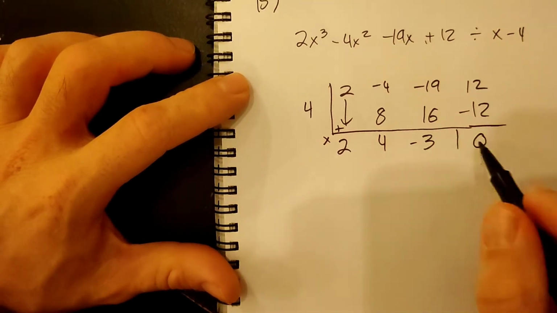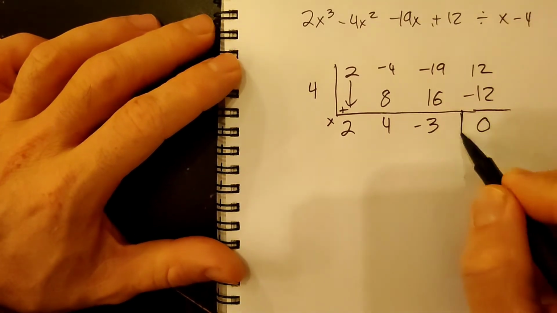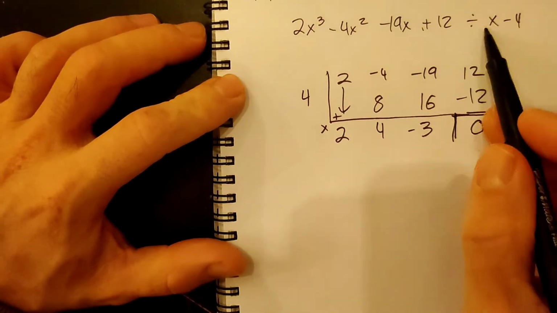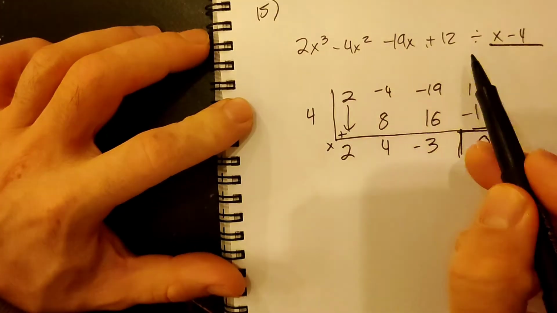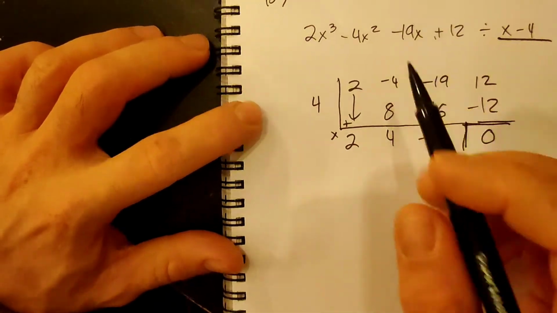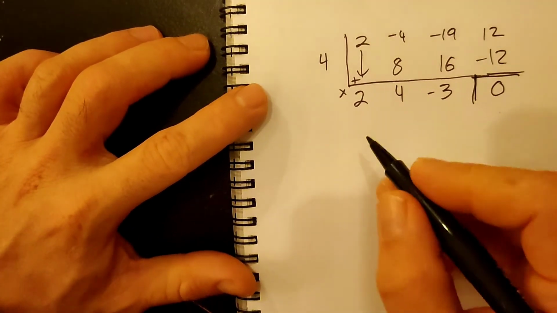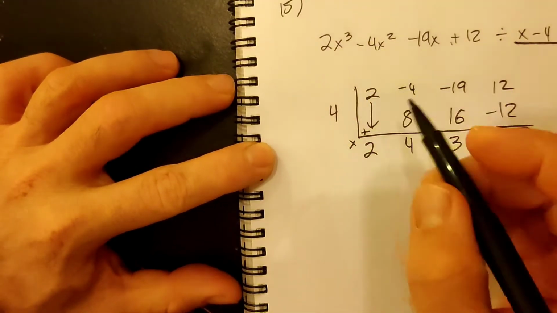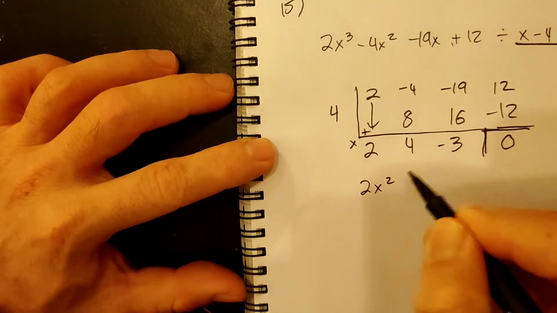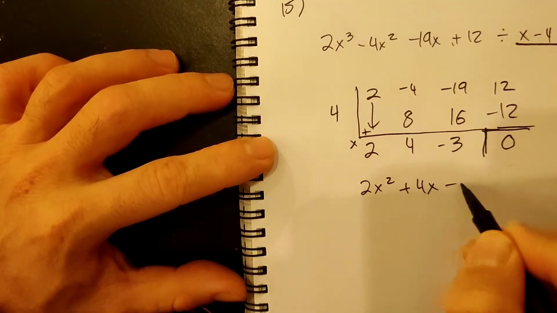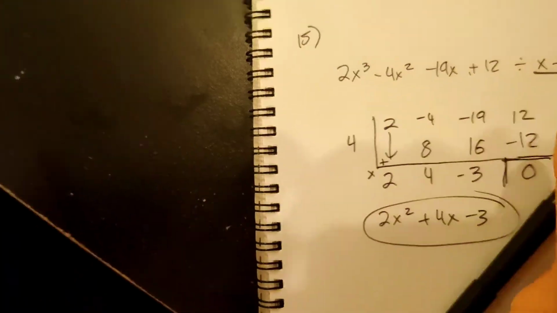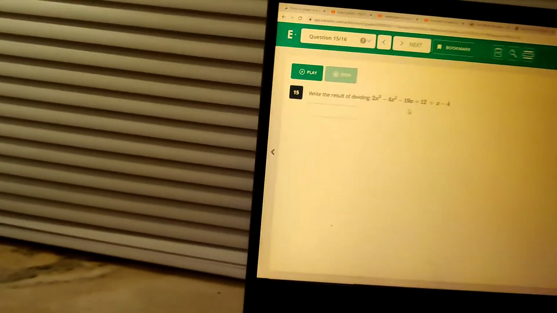Well, I shouldn't say you should always get 0, right? But that means that this is a factor of this, right? And that 4 is a solution, since we get 0 remainder. All right, and if we started with x to the third, we now have 2x squared plus 4x minus 3. All right, let's just type that in. 2x squared plus 4x minus 3, of course.